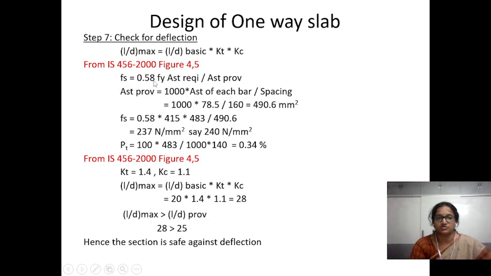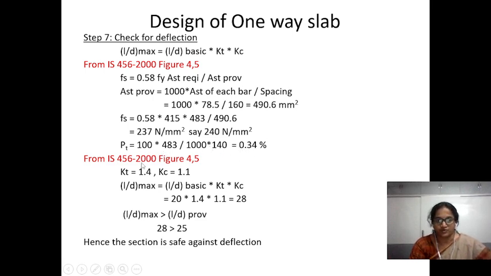For that, Fs is equal to 0.58 Fy into AST required by AST provided. So the AST provided is equal to 1000 into AST of each bar divided by spacing. I got the AST provided as 490.6 mm square. So with this I have substituted in this formula. Fs is equal to 0.58 into 415 into 483 by 490.6. So I got Fs as 240 Newton per mm square, and the percentage of reinforcement is equal to 100 AST by BD. So with this I got the percentage of steel also.